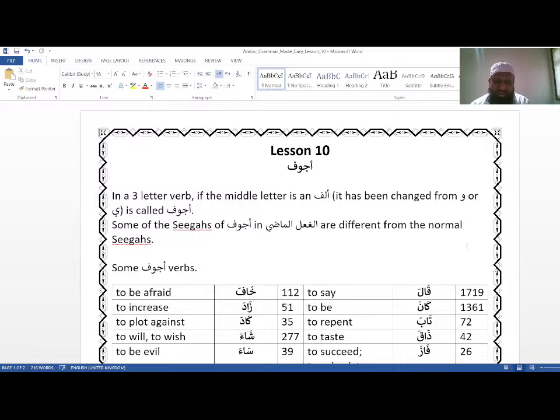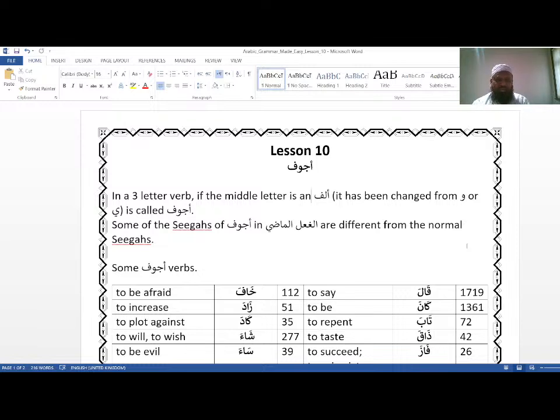How does it change? There are some rules. We're not going to learn the rules in this lesson. Maybe in later lessons we'll learn the rules. But just remember, for any three-letter verb, if the middle letter is alif, this alif has been changed either from waw or from ya. So as soon as we see the middle letter alif, we will know this type of fi'l is called ajwaf.